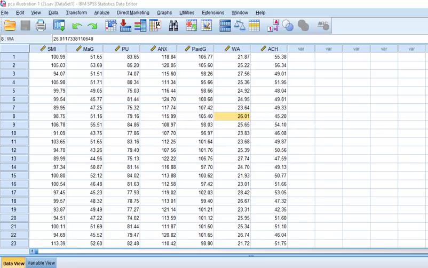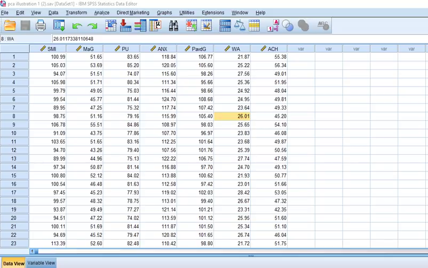Oftentimes it's a precursor to identifying a set of factors or determining the number of factors that may be present in the data, and then you might follow that up by carrying out traditional EFA using something like principal axis factor analysis or maximum likelihood or those types of things.